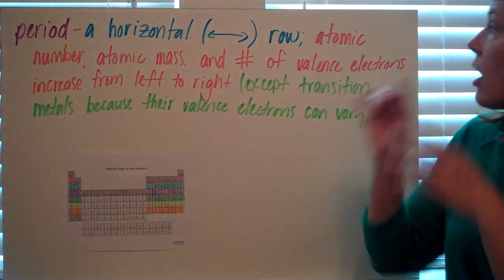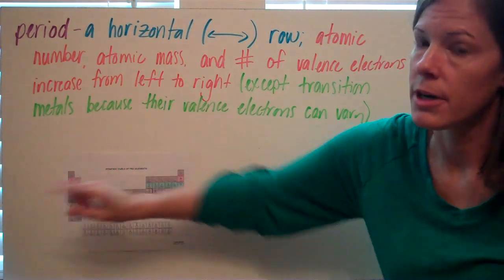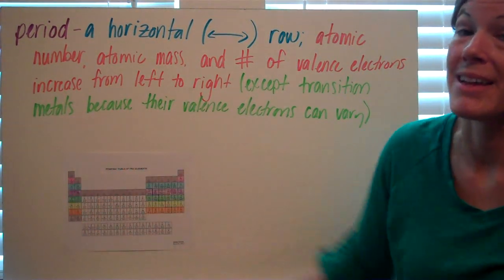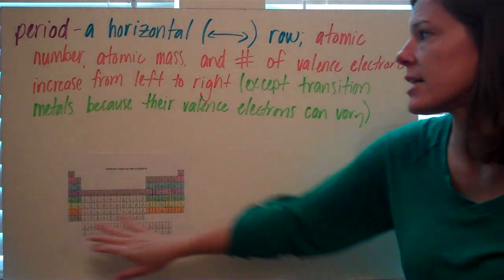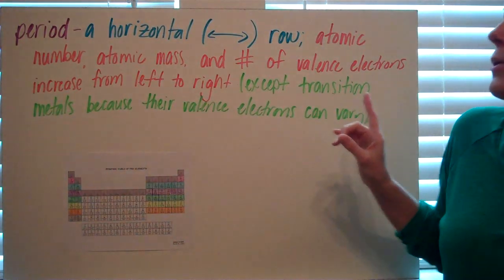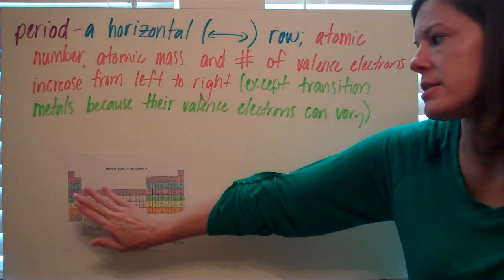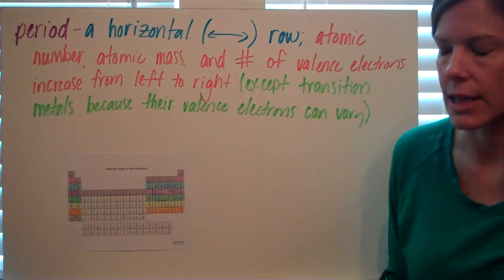So periods are set up so that the atomic number, the atomic mass, and the number of valence electrons increase as you go from left to right. So, like I said, the exception to that is transition metals, because they can have different numbers of valence electrons.